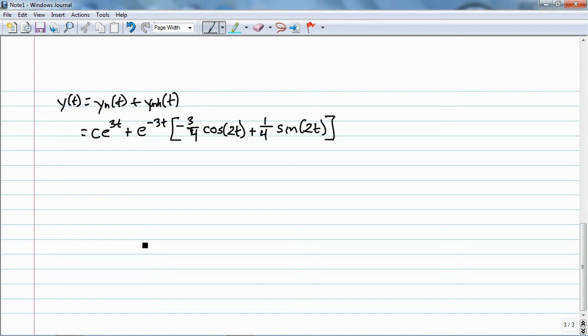There is a lot of work involved just because of this product rule. In the next video, I'm going to hopefully show you, prove to you, that using imaginary numbers we can come up with this solution a little bit easier.